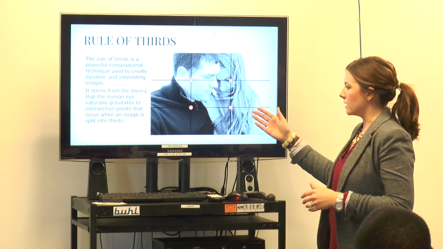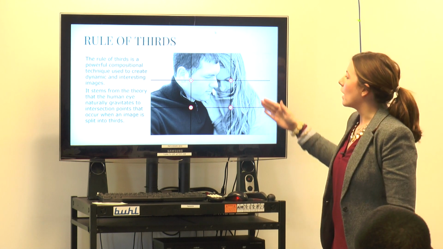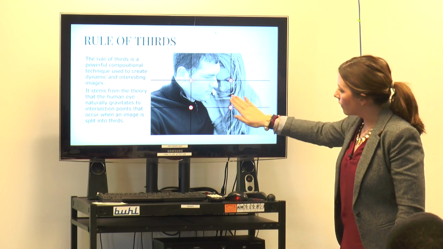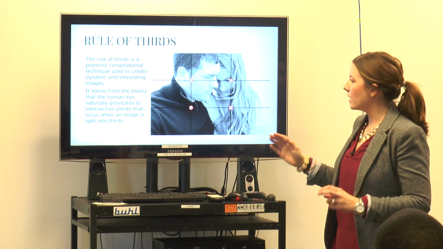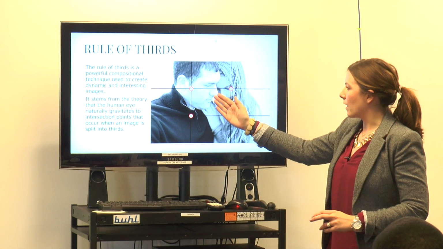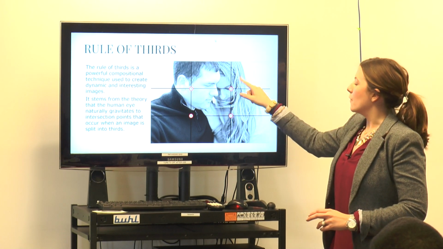You can see this image that I use as an example. I wanted her hair going in front of her face to be the focal point, so that's why it falls right along the intersection of those lines.